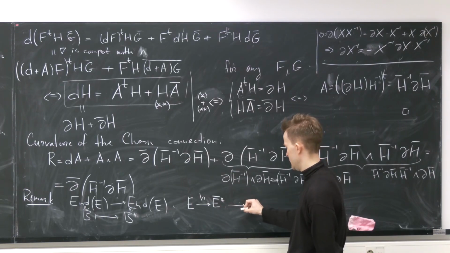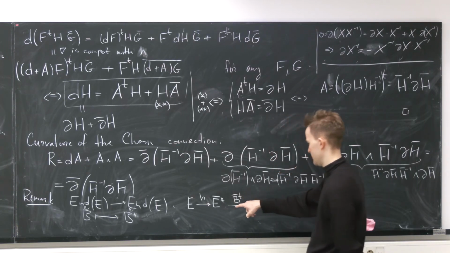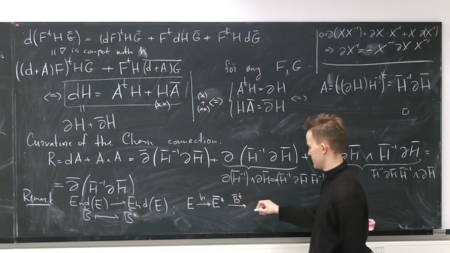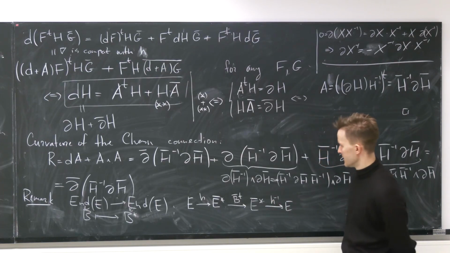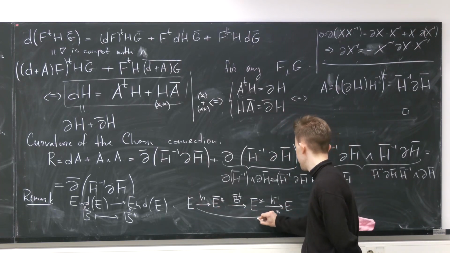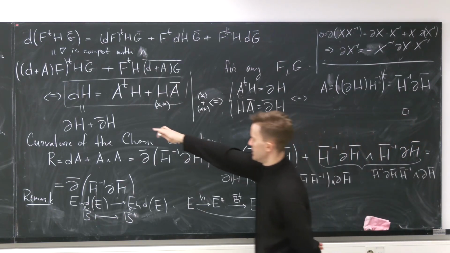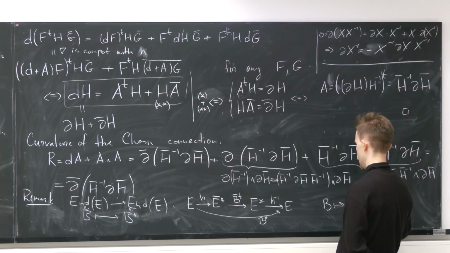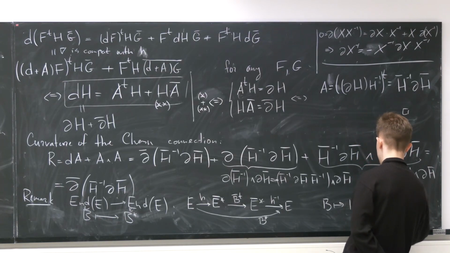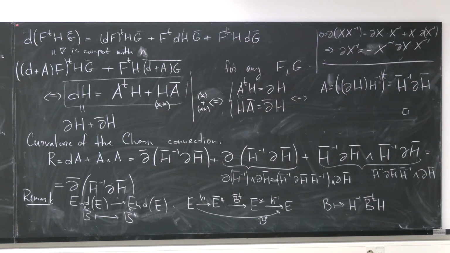Then here I can apply B bar transpose, the transpose of the complex conjugate operator, and then I can go back via H inverse to E. So this composition is B star, and in terms of the matrix, capital H is just given by mapping B to the product of H inverse, B bar transpose, times H.